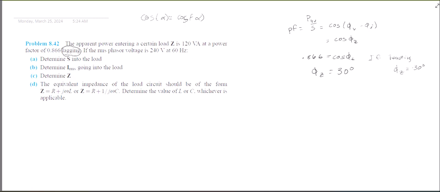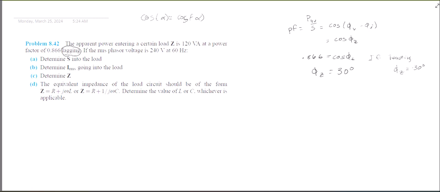And so when you take the inverse cosine, it's like when you take the square root, and your answers can really be plus or minus. So which one you choose depends on whether you're leading or you're lagging. If you're leading, you choose the negative, and if you're lagging, you choose the positive.